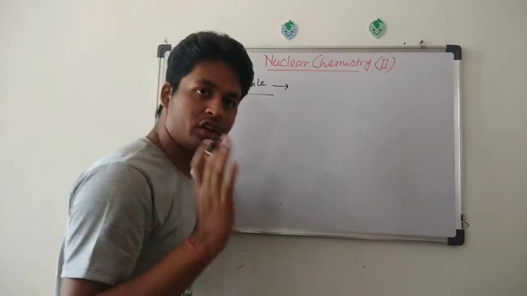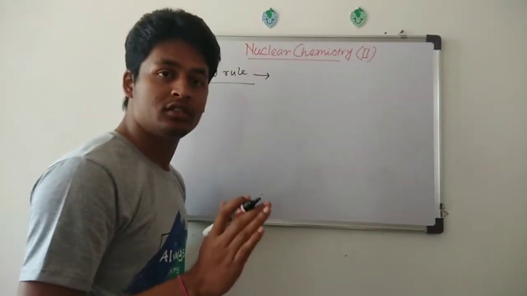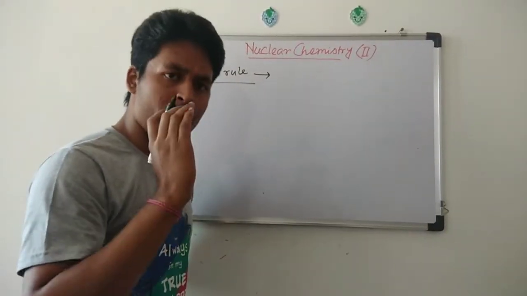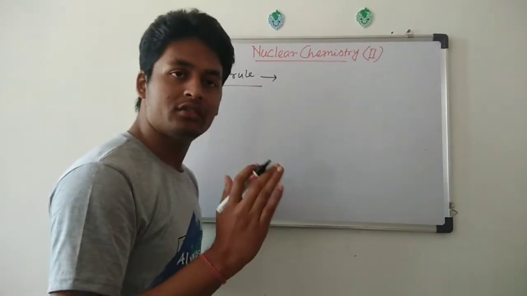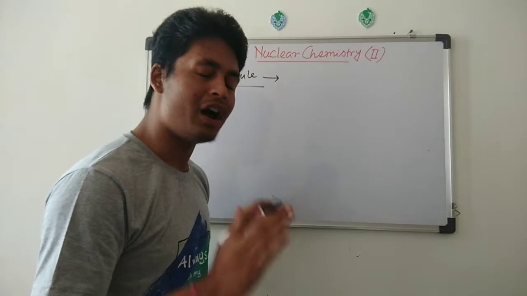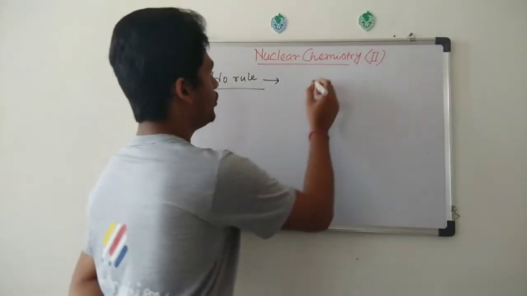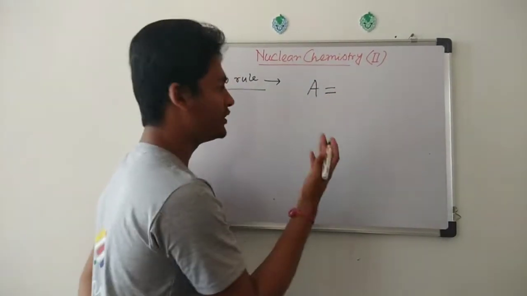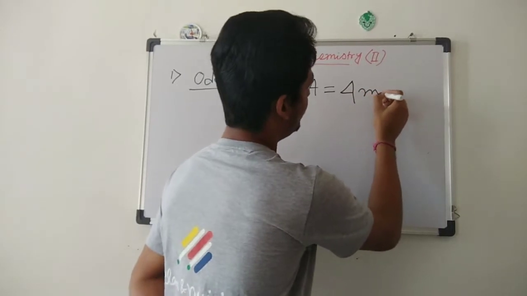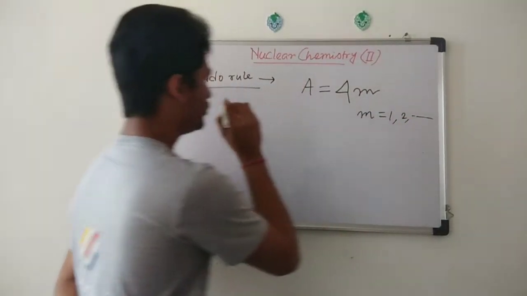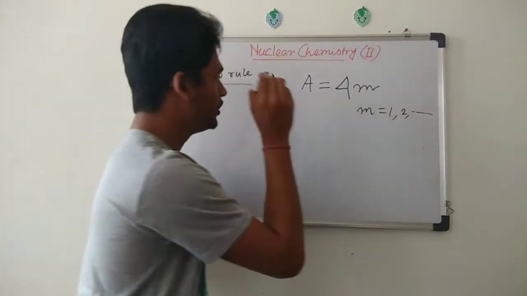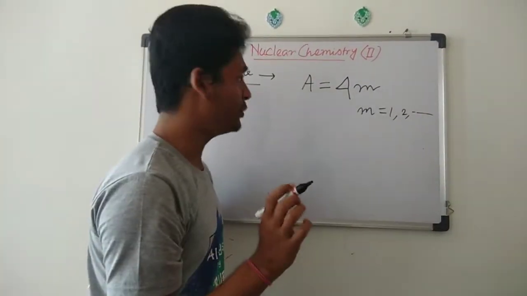Listen carefully. Nuclides which have a mass number that is a multiple of 4 are exceptionally stable. In mathematical terms, A is 4m, where m is a natural number like 1, 2, whatever. So nuclides which have a mass number that is a multiple of 4 are exceptionally stable.